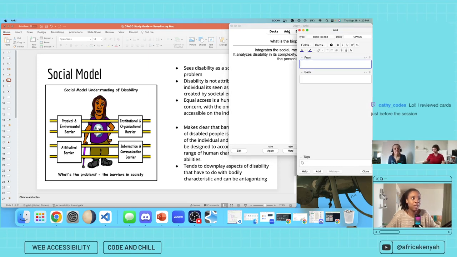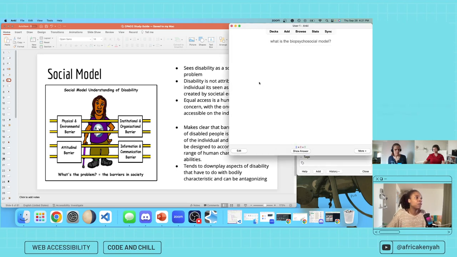Okay, y'all, so I'm gonna add that to my Anki. Let me move this out the way a little bit so I can type well. Okay, so what is ICF? Is that what it is? The ICF is International Classification of Functioning. All right, add in that. Okay, let's do this. I think I'm gonna put good for this one.